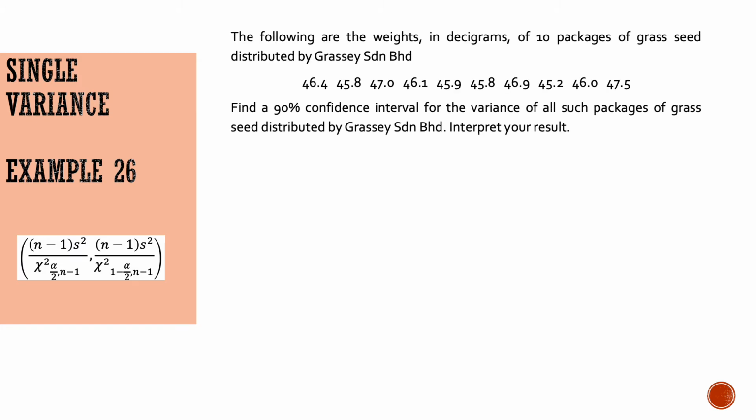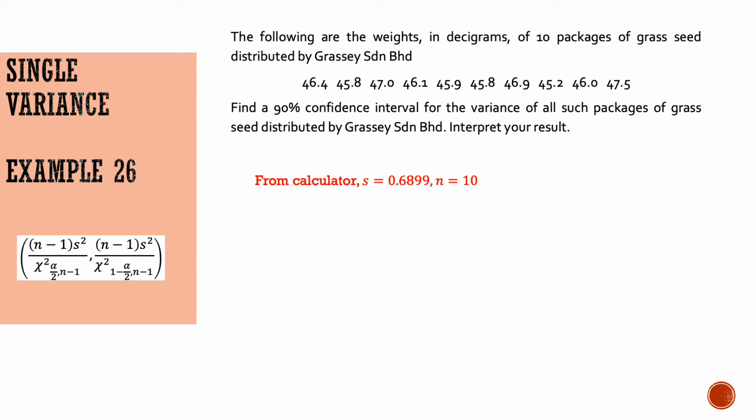The following are the weights in kilograms of 10 packages of grass seed distributed by Grassi Sdn Bhd. Find a 90% confidence interval for the variance of all such packages of grass seed distributed by Grassi Sdn Bhd and interpret your result. For this example, you are given the raw data, a data set. So what should you do first? You have to find the value of standard deviation for this data set. You just use your calculator.